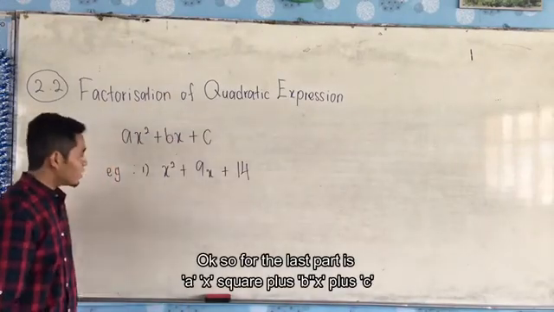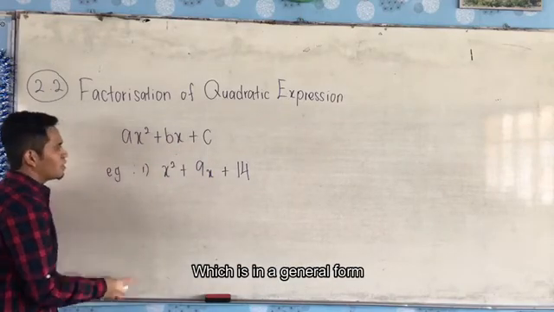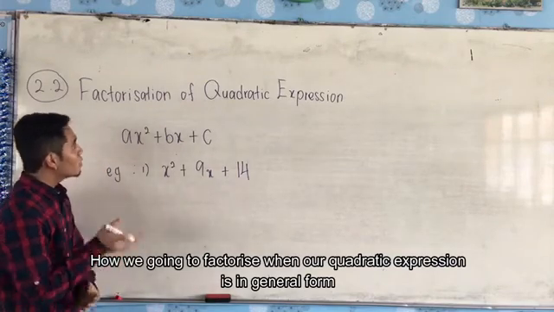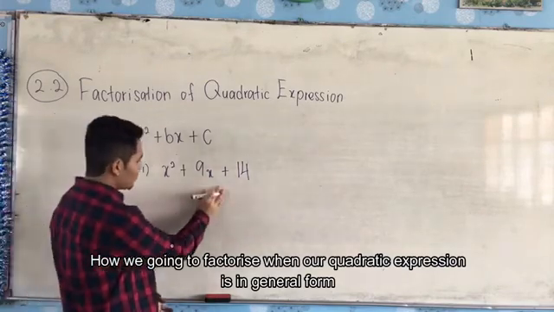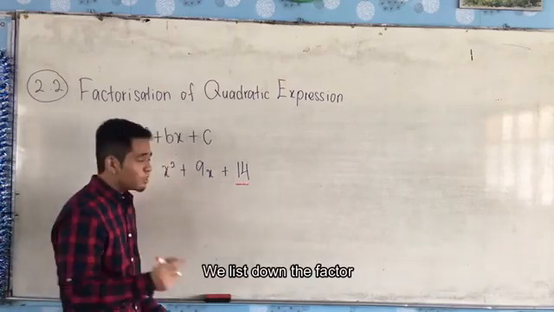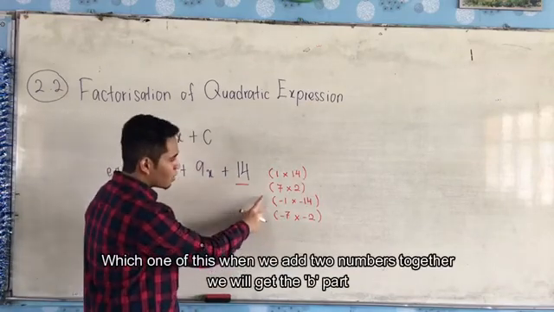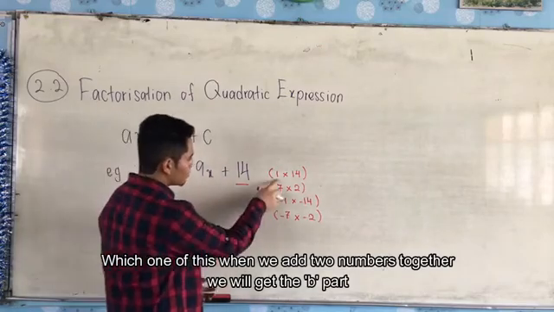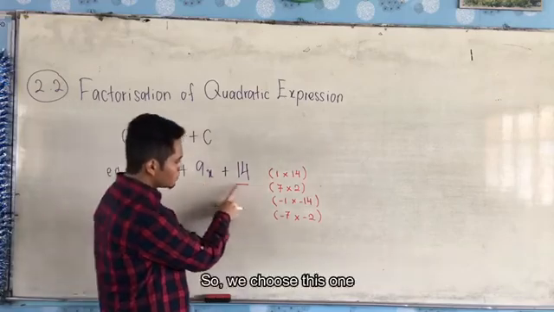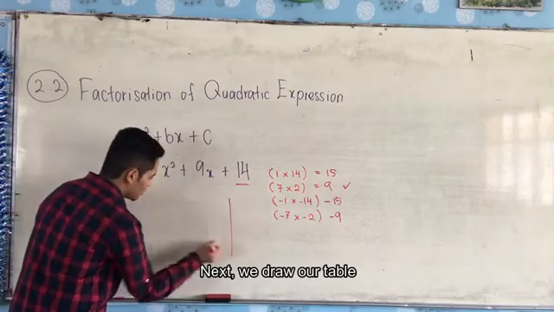Okay, so the last part is ax squared plus bx plus c, which is in a general form. How are we going to factorize when our quadratic expression is in general form? In the first step, you look at the c part and list down the factors. Next, the second step, which of these, when we add two numbers together, will give us the b part. So this one. Next, we draw our table.